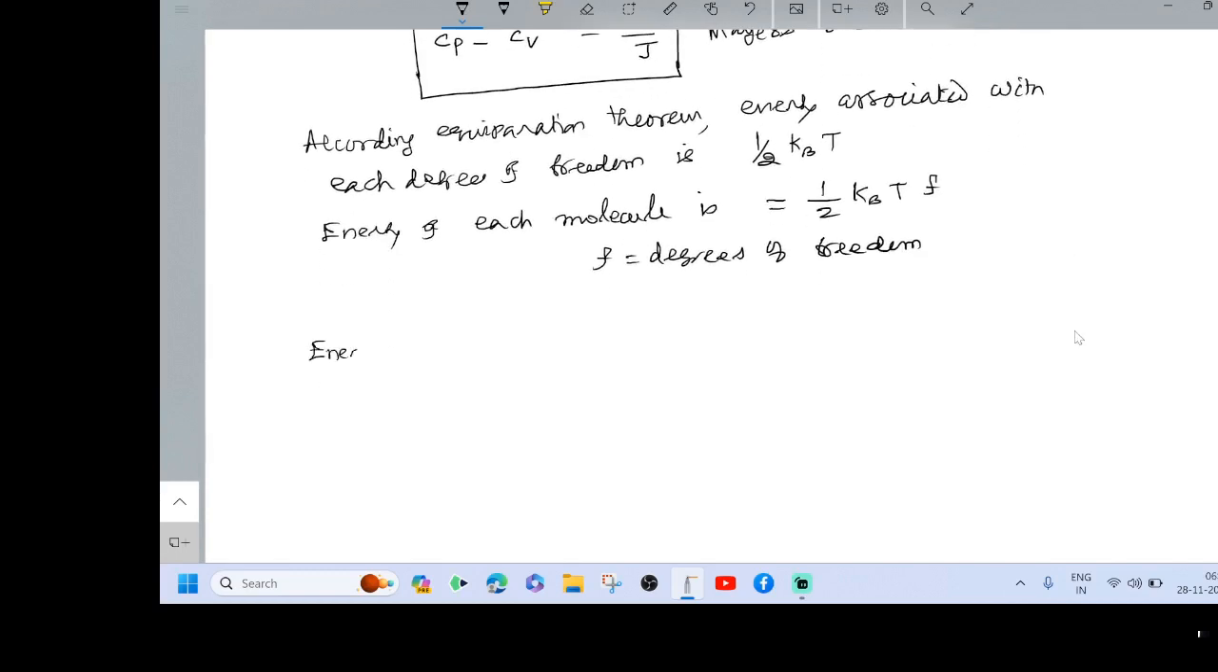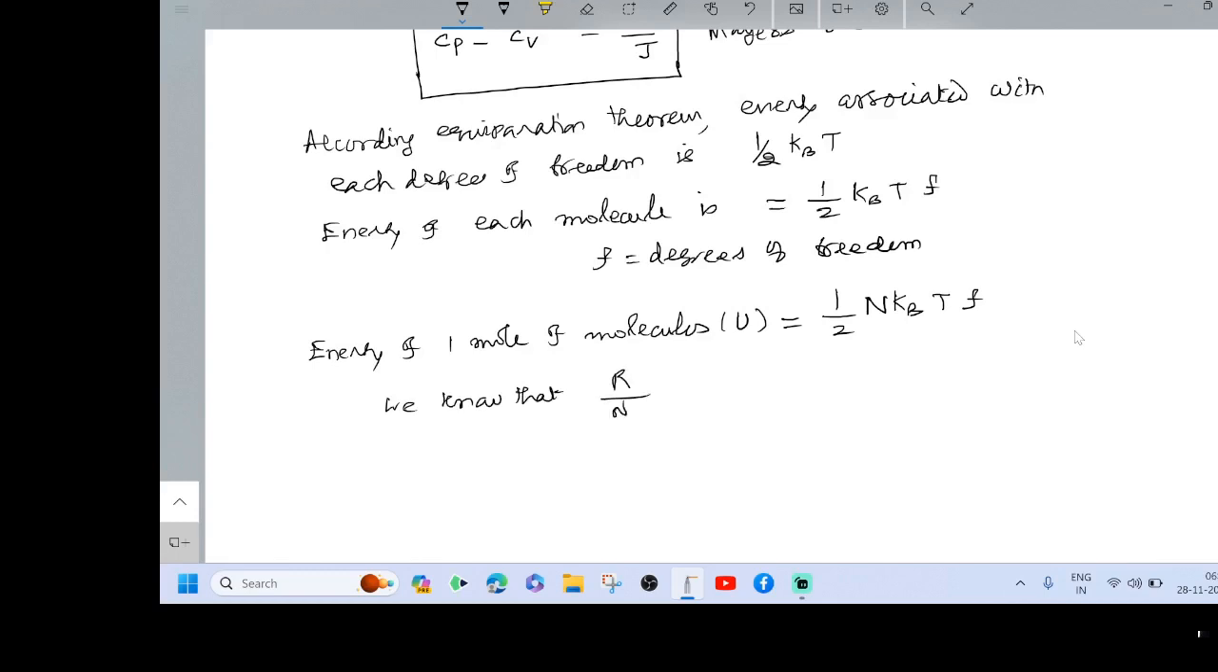Now, the energy of 1 mole of molecules, U, is equal to half n kB T into F. Here n is our Avogadro number. We know that R by n, gas constant by n, is equal to the Boltzmann constant.